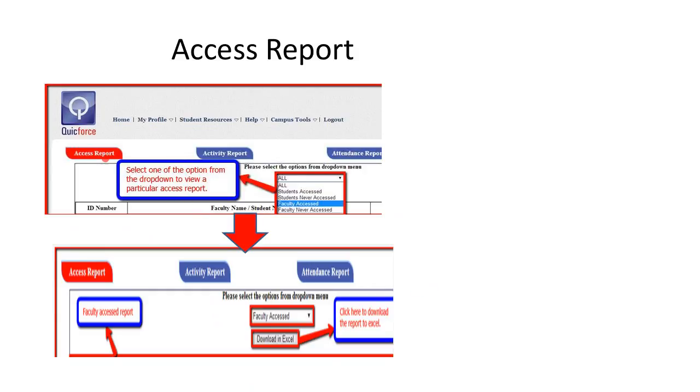See, here you can see only access reports, activity report, and attendance report. Here you can't see other campus tabs. This is for campus heads and academic coordinators of respective campuses. They go to any particular report, for example access report, and from there they go to faculty accessed, and they view this and they can download in Excel format.